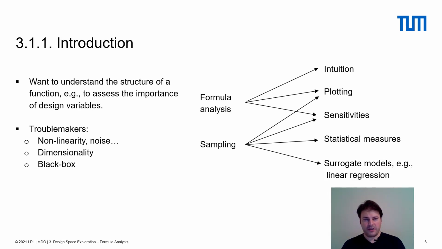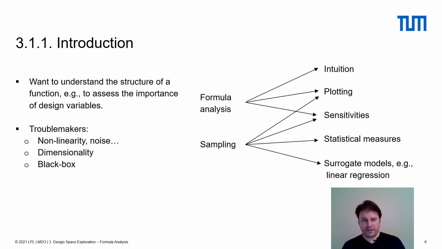For understanding your optimization problem, it is very helpful to understand of what kind your objective function or your constraint functions are. So what you would like to know is what structure the function has, how input and output are related in general, which can be used, for example, to assess the importance of design variables, such that you can simplify your analysis, for example, by neglecting unimportant design variables.